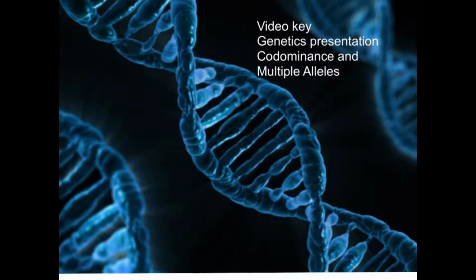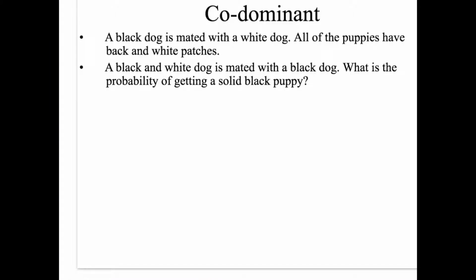This is the second part of the video key for genetics presentation. This is covering codominance and multiple alleles. With codominance, we see that two alleles are both dominant. Neither one is masked by the other. So in this case, we're talking about dogs that are black and white, and both of these colors are dominant.